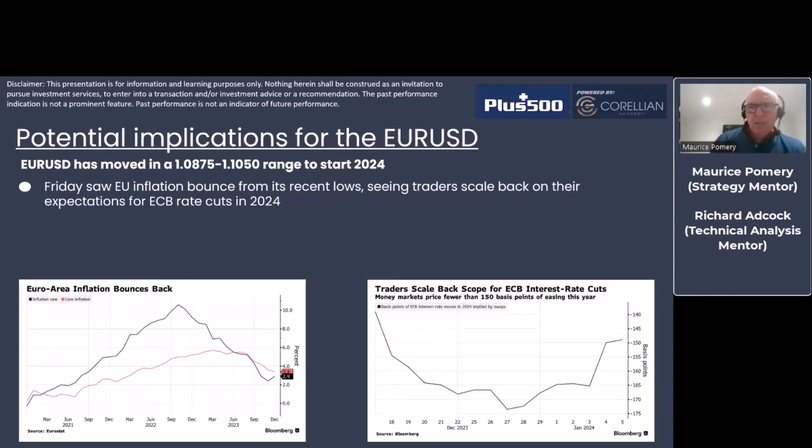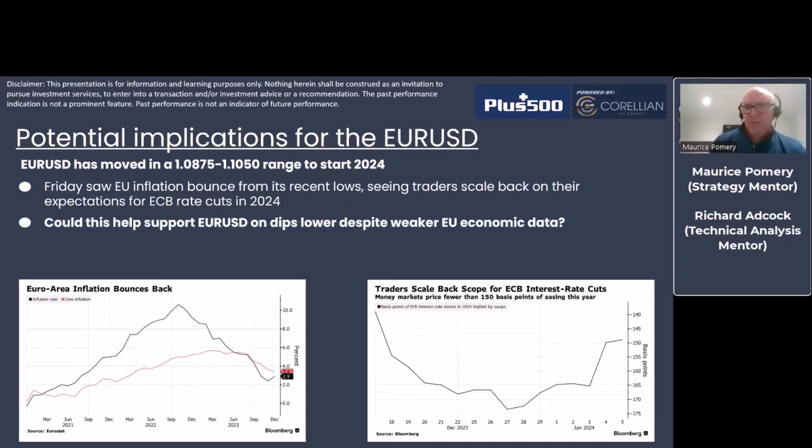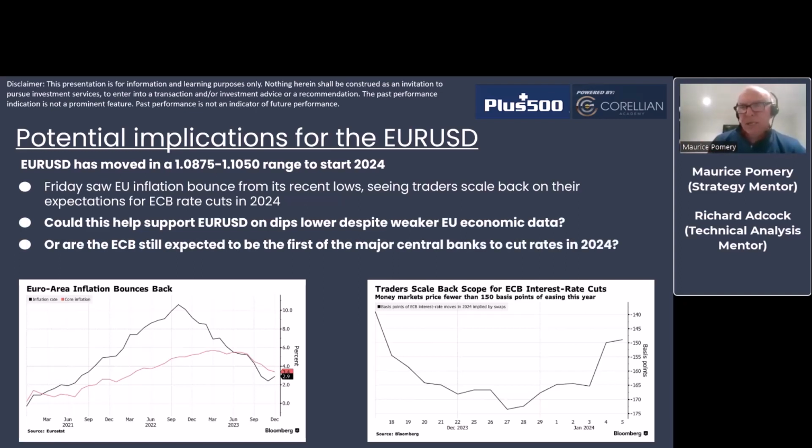But there are concerns, because the ECB is never quick to move. So they could actually hold on to 4% rates a little longer than people expect, or possibly even longer than they should. What will that do to the economy? And traders have scaled back the scope for ECB interest rate cuts recently, which I find very interesting. But interestingly, within that, the euro hasn't really gone back to its highs. So I think there's a little bit of doubt about exactly what the ECB is going to do next.